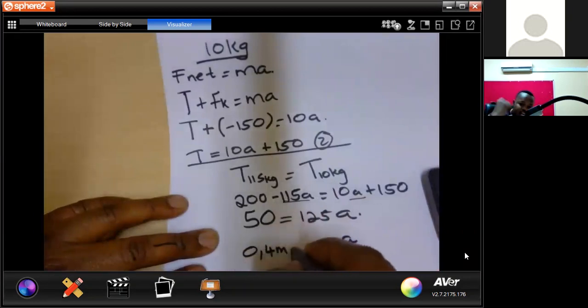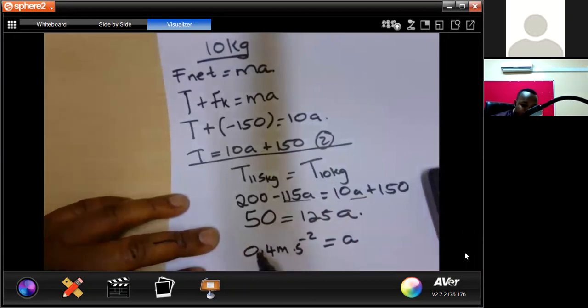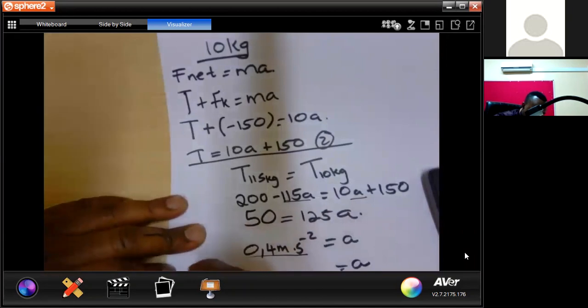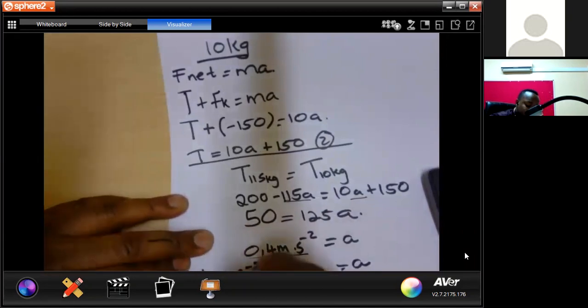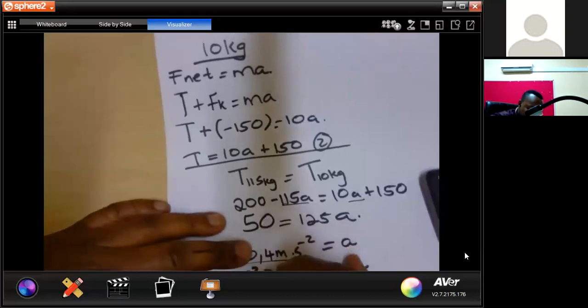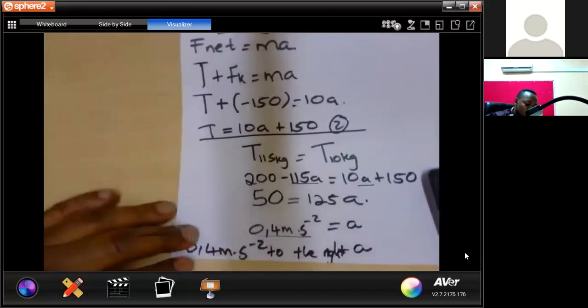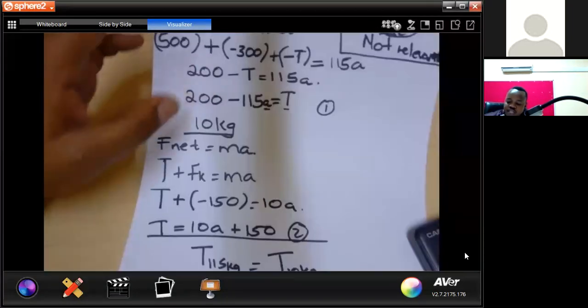Remember, the only thing that I have now is the magnitude, and the question asked for the acceleration. Because acceleration is a vector, I must give both magnitude and direction, and hence I need to interpret that positive value. It means this is 0.4 meters per second squared, and the positive value simply tells us to the right. Why does it tell us to the right? Because we chose to the right as positive. Are we clear?